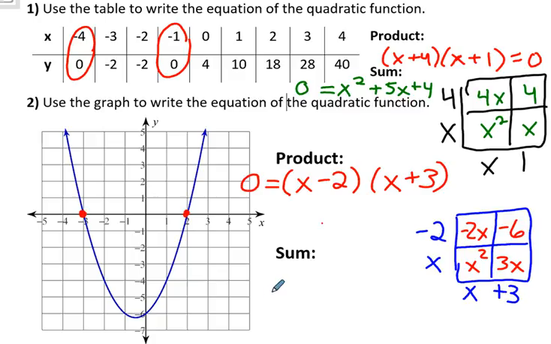So we have our sum is x squared, -2x and +3x combine to make a +1x. You can say plus 1x, or you can just say plus x. Minus 6. And then obviously equals 0. So these are our equations from a table and a graph.